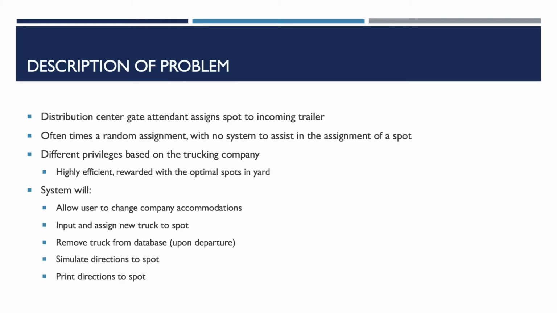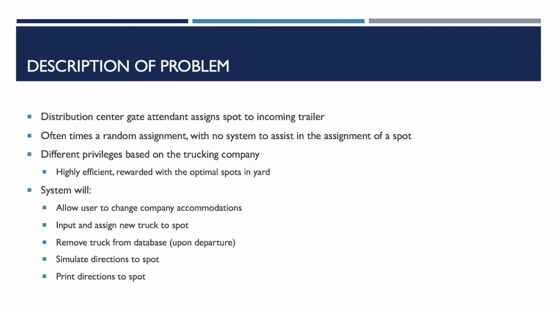When a trailer enters the yard of a distribution center, the driver is instructed by the gate attendant to go to a specific spot number in the yard. However, this is oftentimes a random assignment with very little thought. Depending on the trucking carrier, there are different accommodations and privileges. For example, NFI is a carrier that is highly trusted and thus has gained many privileges in the yards, such as many drop trailer allowances and the optimal spot locations. When an NFI trailer enters the yard, they should be directed by the gate attendant to the spots that allow for these specific accommodations to be met.